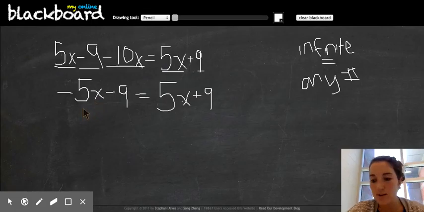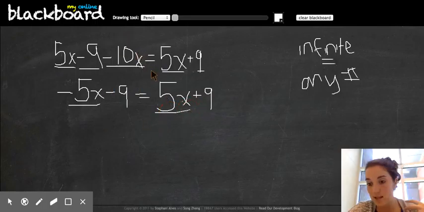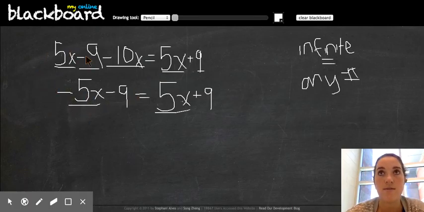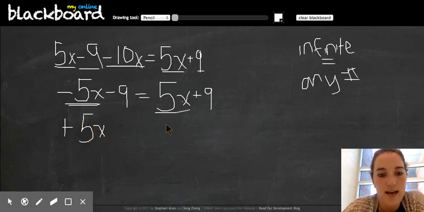So I have x on both sides. What do I need to do? I need to get rid of one of my x's on one side of the equation. Do I want to get rid of the smaller x's or the bigger x's? I want to get rid of the smaller x's. How can I get rid of negative 5x? I need to do the opposite. The opposite of negative is a positive, so I want to add positive 5x to both sides of the equation.